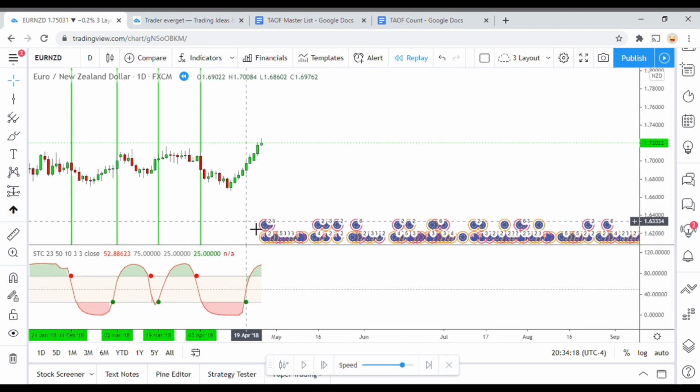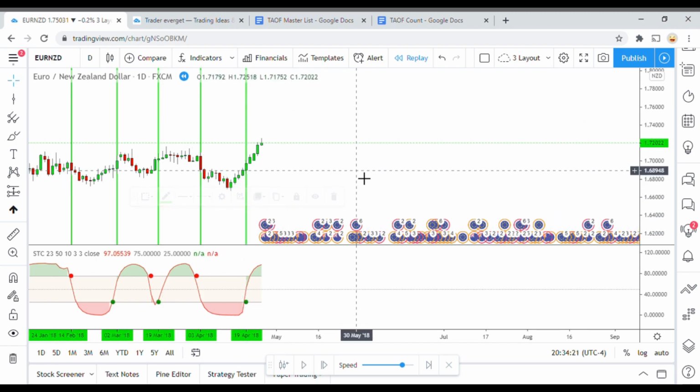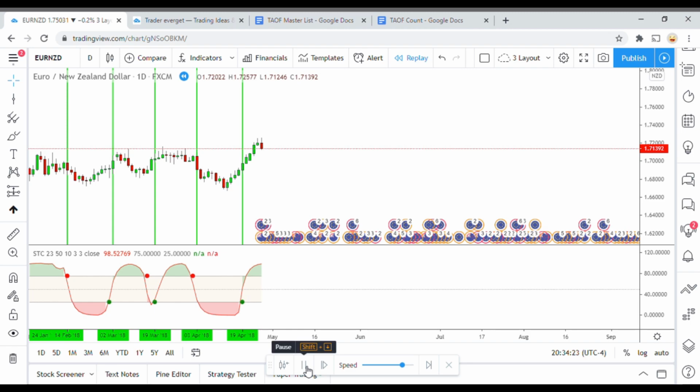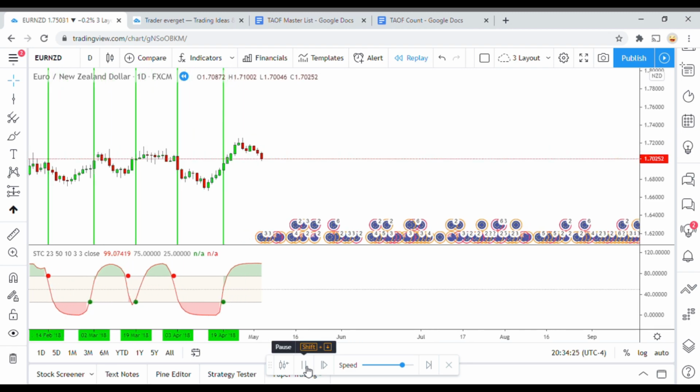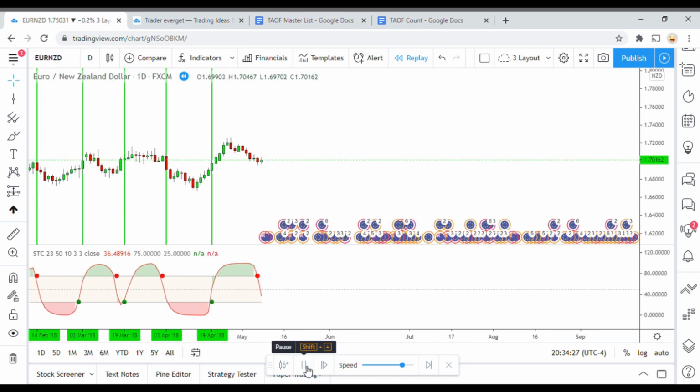So far, pretty darn good. Another one here. That one definitely hit take profit. Keep on banging out some of these here. See what we get. Uh-oh.